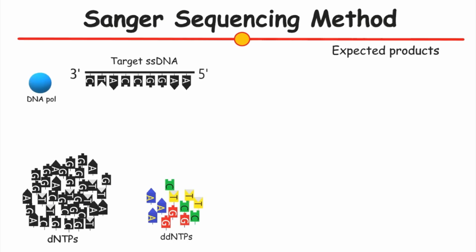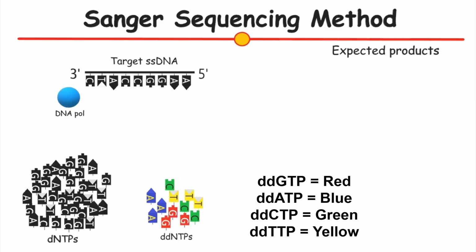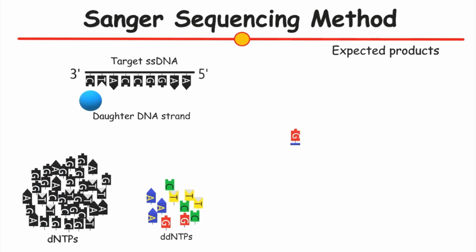In Sanger sequencing, also called chain termination or dideoxy sequencing, one tube contains the template DNA strand of your interest, all 4 dNTPs, and a small amount of all 4 ddNTPs, each labeled with a different fluorescent dye. Now let's see what will happen. At the first base, 2 outcomes are possible. If ddGTP is added, the chain will terminate. If dGTP is added, the chain will continue.